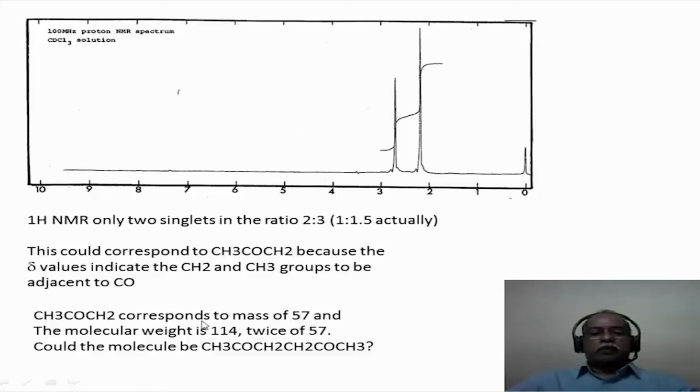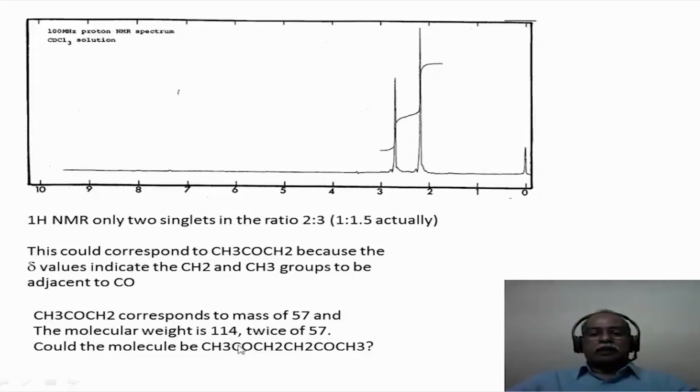What is important is that CH3COCH2 corresponds to a mass of 57. The molecular weight of the compound is 114, which is twice 57. So is it possible that this molecule is actually CH3COCH2 twice? That would account for the molecular weight of 114, and being a symmetrical molecule, it will also account for the proton NMR spectrum. For example, these two CH2s are identical now, so that will only give a singlet.